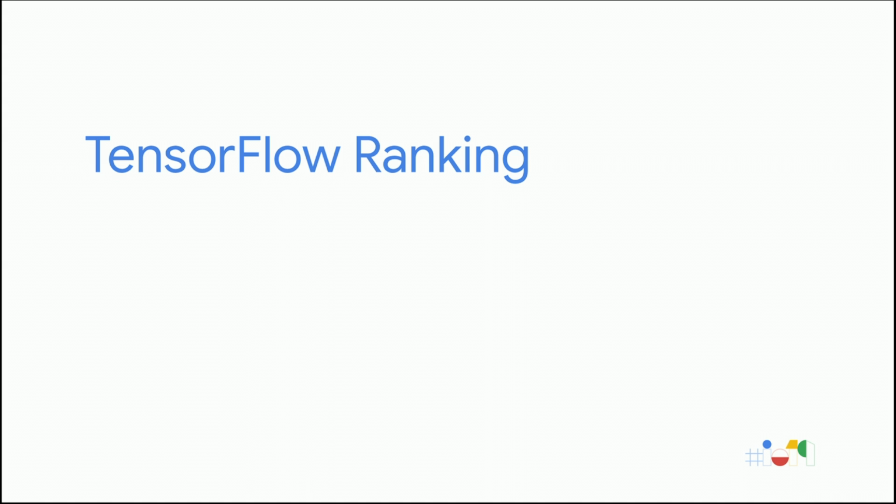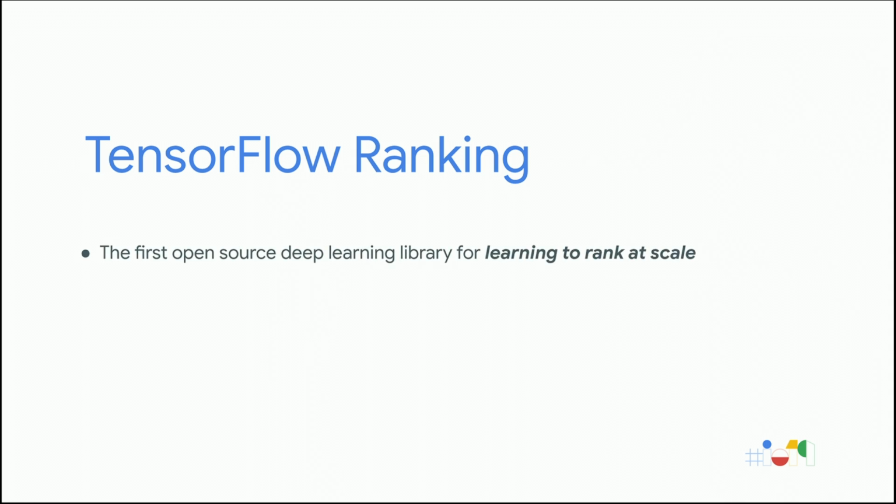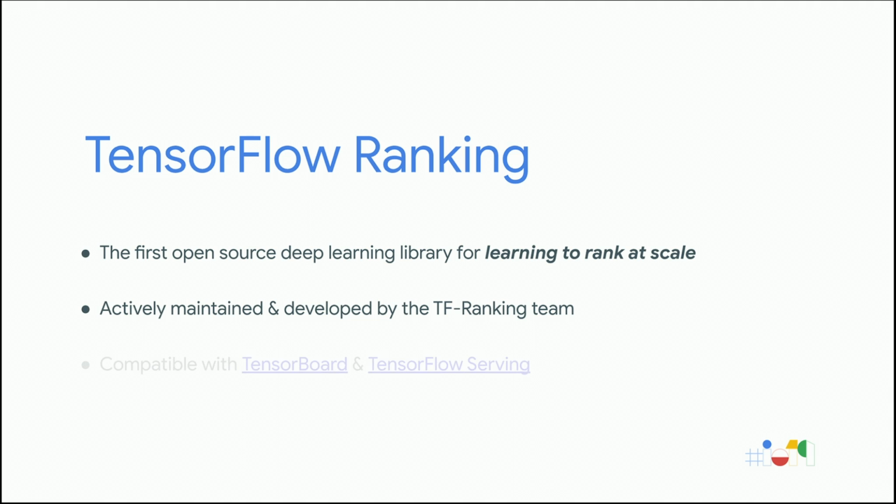OK, so let's talk about TensorFlow ranking, or TF ranking for short. It was first announced on Google AI blog on December 2018. And it's the first open source library that does learning to rank at scale with the deep learning approaches. It's actively maintained and developed by the TF ranking team here at Google. And it is fully compatible with the entire TensorFlow ecosystem, including tools like TensorBoard and TensorFlow Serving.